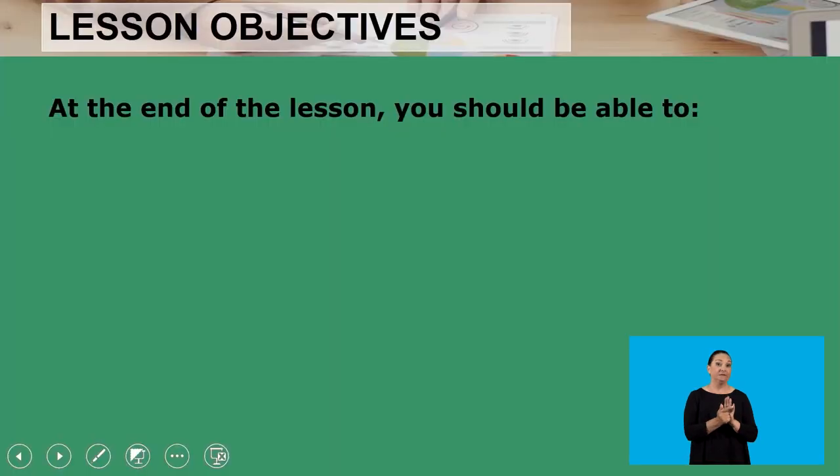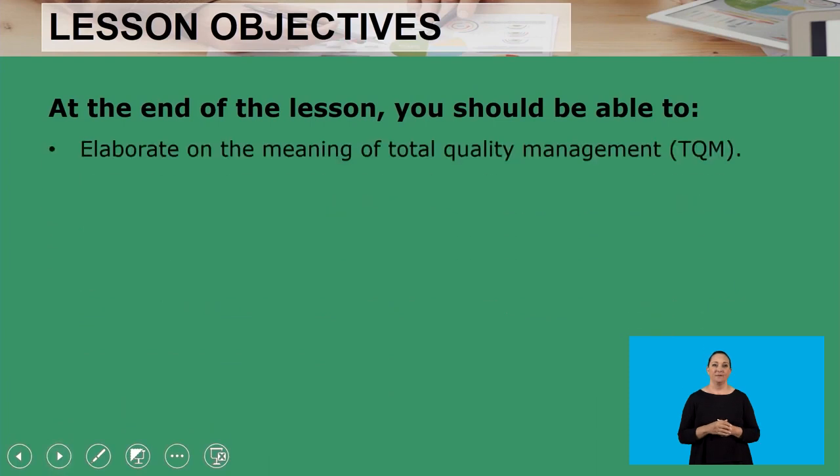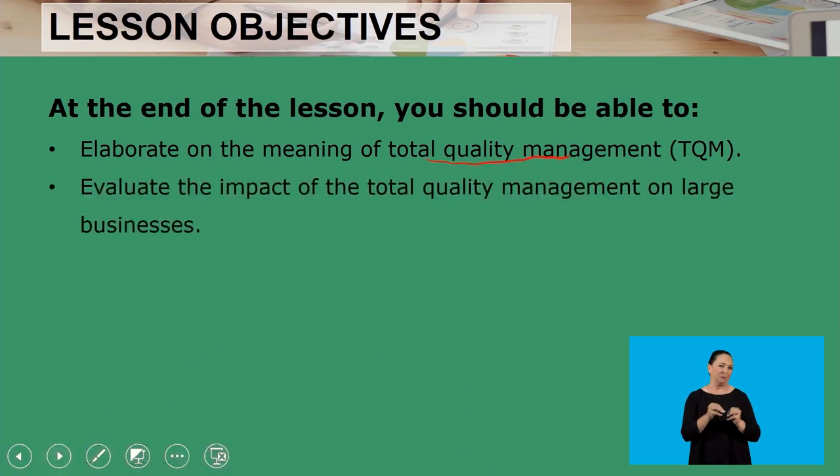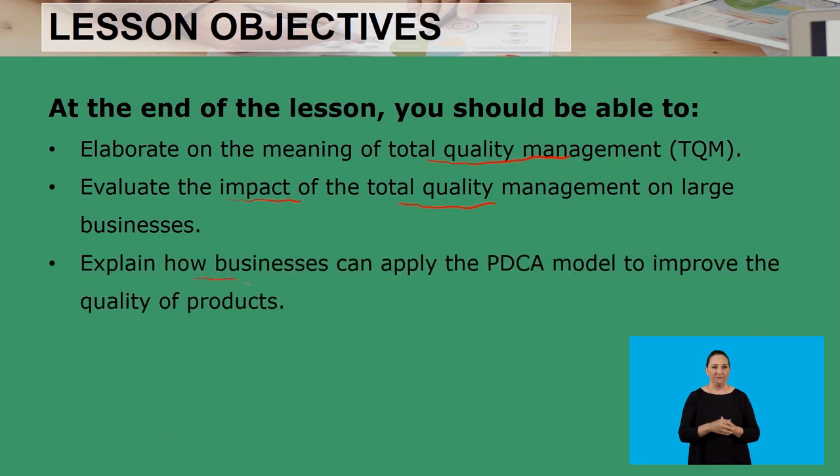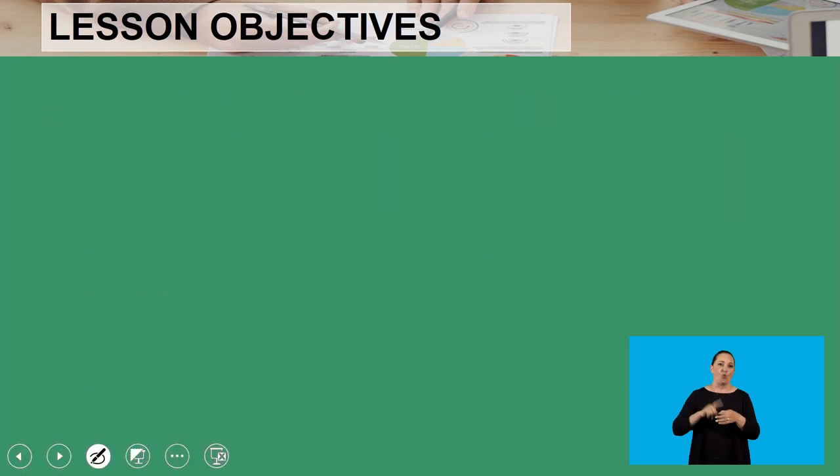At the end of this lesson, these are our learning objectives, to say what you should understand. You should be able to elaborate on the meaning of the term total quality management, to say what we mean by that. You should further be able to evaluate the impact of total quality management on large businesses, and explain how businesses can apply the PDCA model to improve the quality of the products.